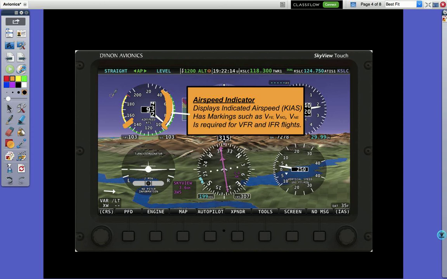And then you have your never exceed speed, which of course is that red radial line. You never want to cross over that one. It is required for VFR and IFR flights, so we do have to make sure that that is in good working order. Of course, we have our FAR, our Federal Aviation Regulations, that require the types of checks that those are required to have.